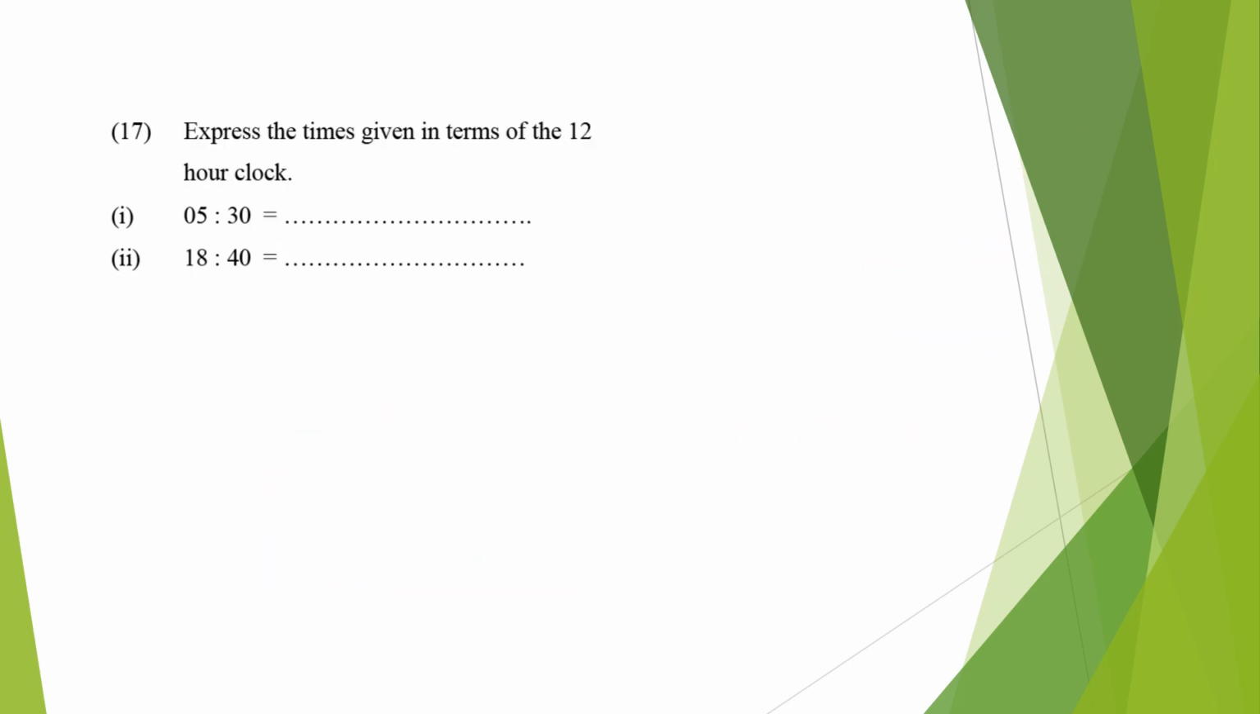Right, so express the times given in terms of the 12-hour clock. 5:30 means it is 5:30 a.m. You have to worry if it is more than 12. So here it is 18:40. That means it is more than 12. So if it is 18, you have to subtract 12. Then what do you get? You get 6. Then it is 6 p.m. 6:40 p.m. So this is how you get this answer, right?